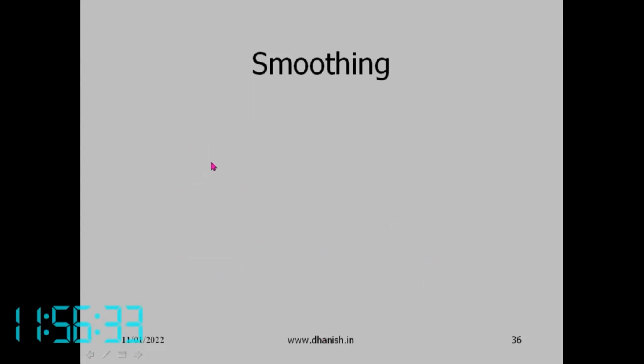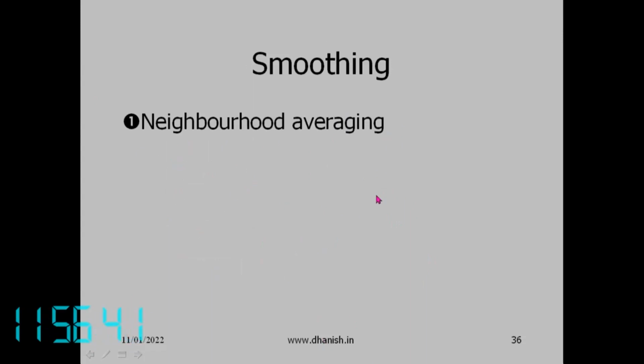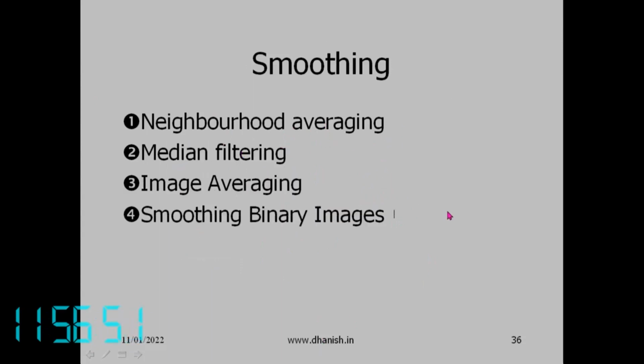So by using different types of matrices for the mask, we can get different properties. For smoothing, many times we have to smoothen the edges. So neighborhood averaging, median filtering, image averaging, and another set is for smoothing binary images. This is again a common operation carried out using these sorts of masks. So these different types of masks are used for different operations.